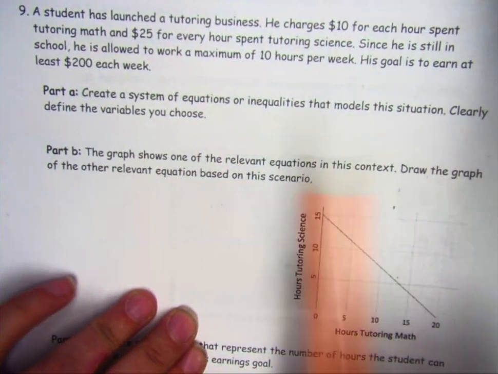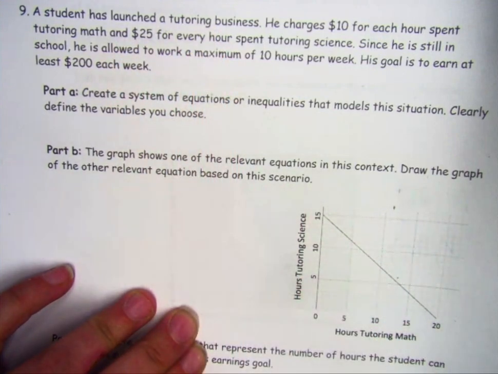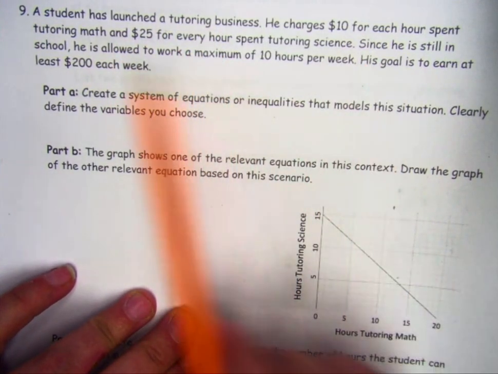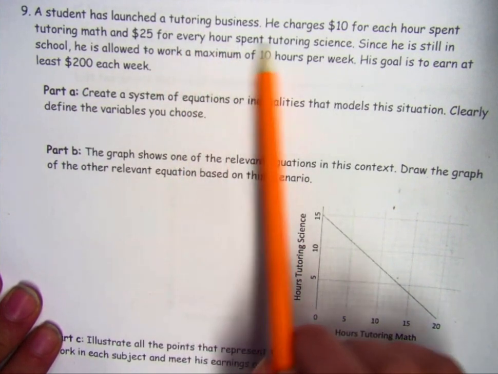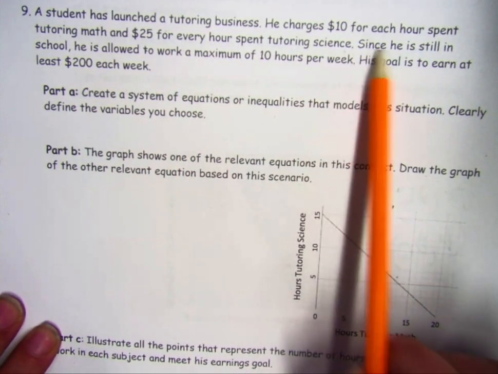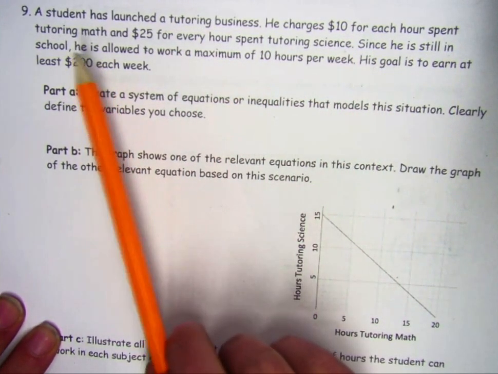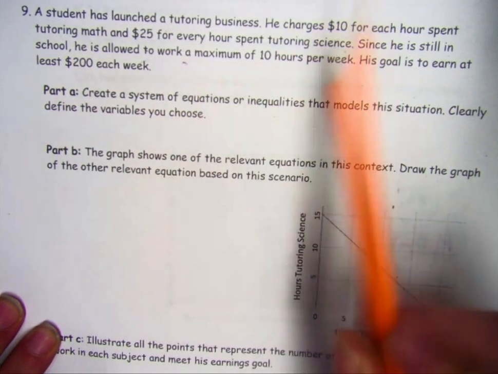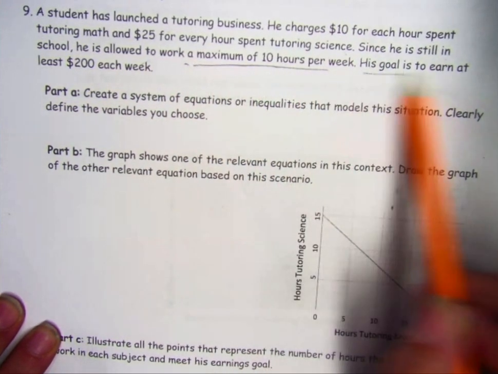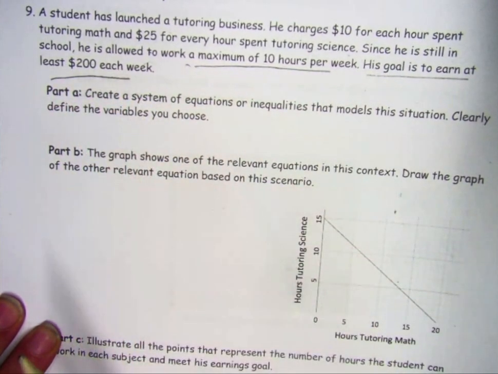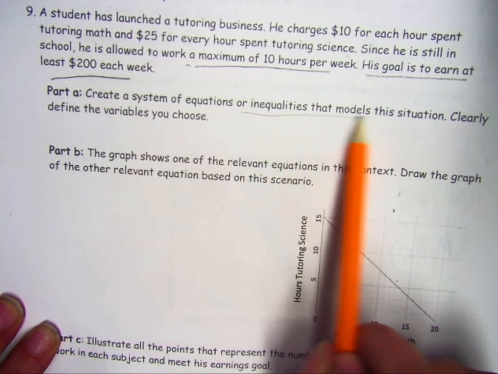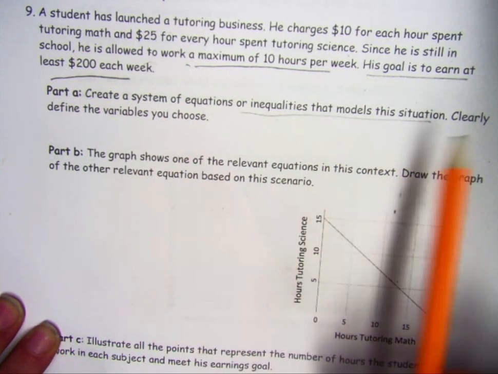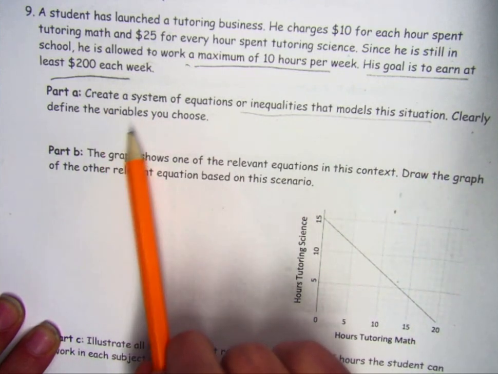Okay, a student has launched a tutoring business. He charges $10 for each hour spent tutoring math and $25 for each hour spent tutoring science. Since he is still in school, he is allowed to work a maximum of 10 hours. His goal is to earn at least $200 a week. Create a system of equations or inequalities that models the situation. Clearly define the variables you choose.